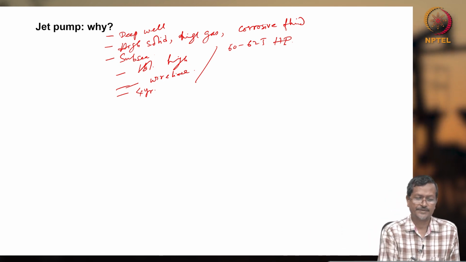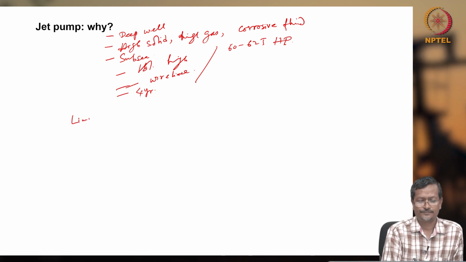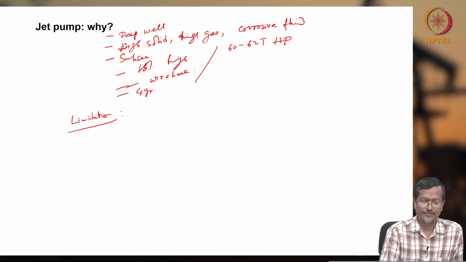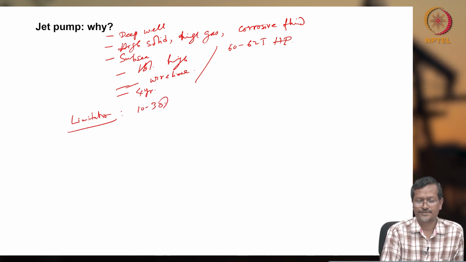Now the jet pump has some limitations also. The limitation is that efficiency is very low, 10 to 30%.